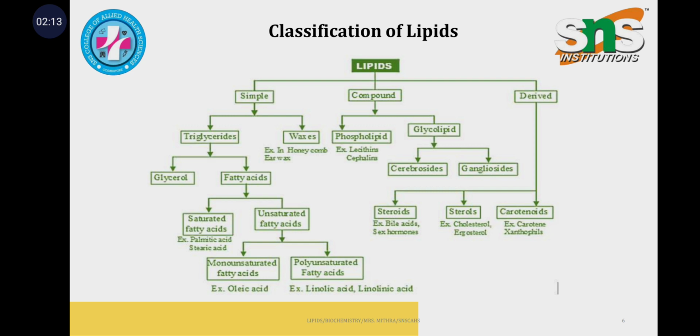So lipids can be classified into three types: simple, compound and derived. Simple comes under triglyceride and waxes, where compound is phospholipid and glycolipid, and derived is steroids, sterols and carotenoids. Triglyceride is further divided into glycerol and fatty acid. Fatty acid is saturated fatty acid and unsaturated fatty acids, where unsaturated is monounsaturated and polyunsaturated.